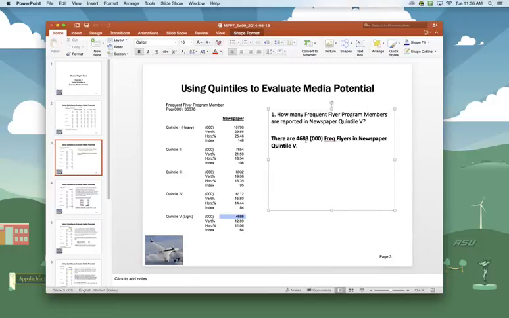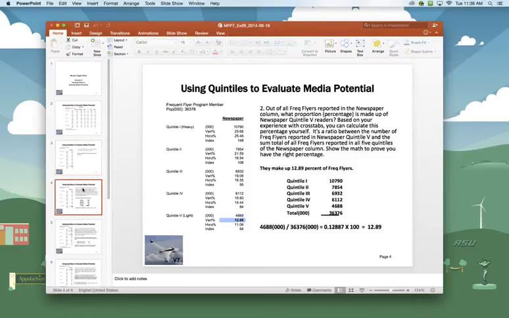And then for number 2, they ask what proportion or percentage these newspaper quintile readers make up. You can calculate this yourself. It's not that hard to do, and I'll just show you real quick how that's done. Again, we can see that it makes up 12.89%.